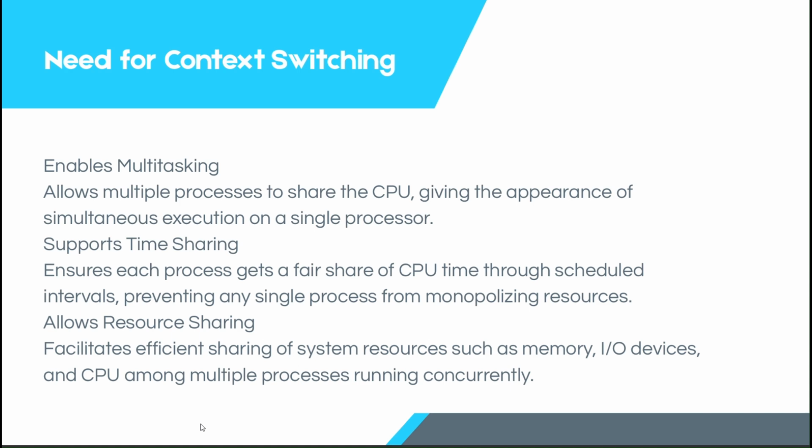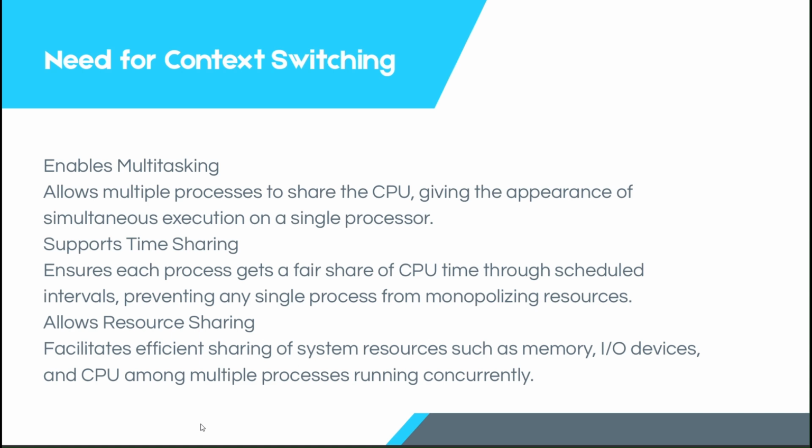Context switching also helps in fair CPU sharing. Every process gets an opportunity to execute. No single process can occupy the CPU forever. This is especially important in multi-user systems where many users may be running applications simultaneously.